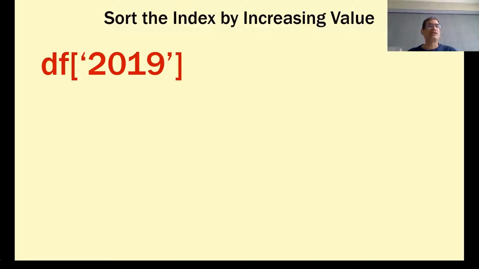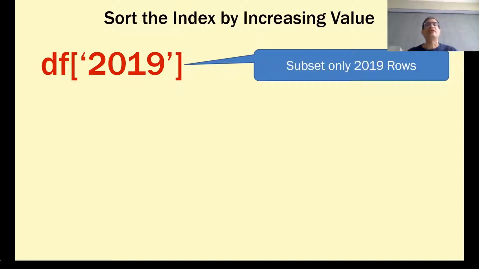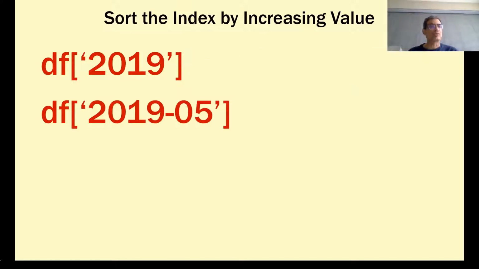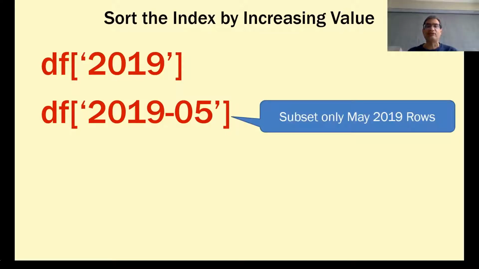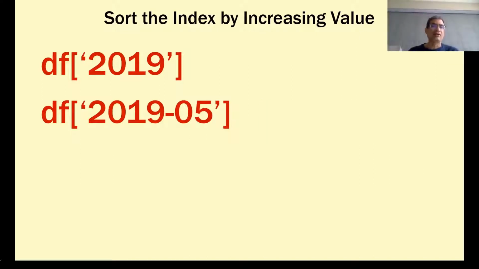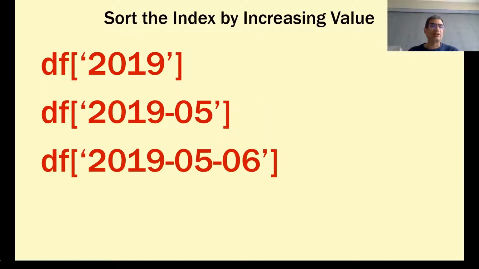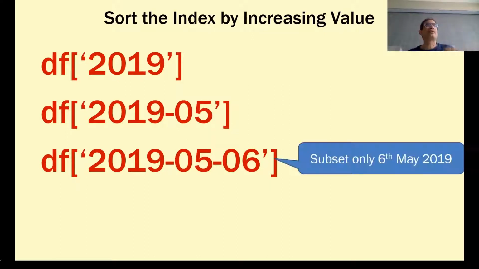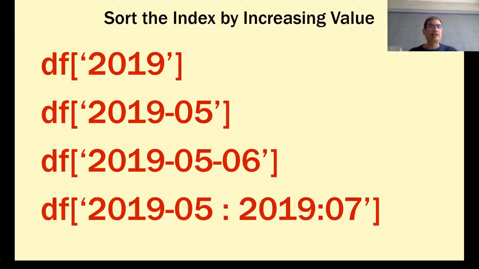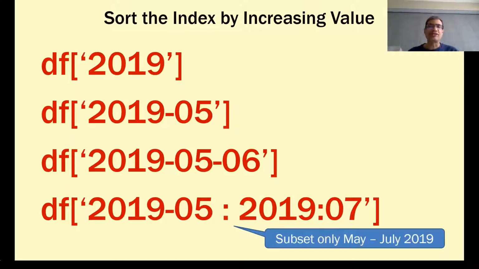For example, you can say df of '2019' within quotes, and that will select all the rows that are in the year 2019. You can go down to a month: 2019-05 will give you the month of May, all the rows that only refer to May 2019. You can even go down to a single date. Look at how easy subsetting is now. 2019-05-06 will give you the 6th of May 2019. Finally, you can even do slicing. Because these are labels, both the ends are included. You can go from May 2019 through June and July, so three months of data in just this one command.